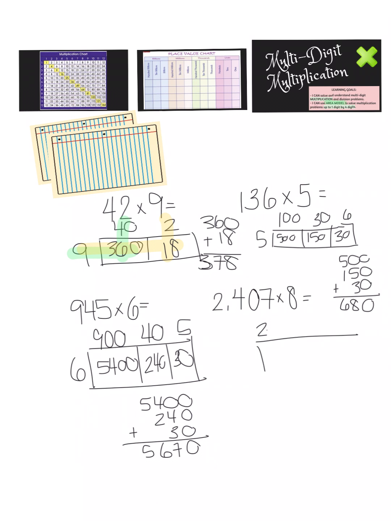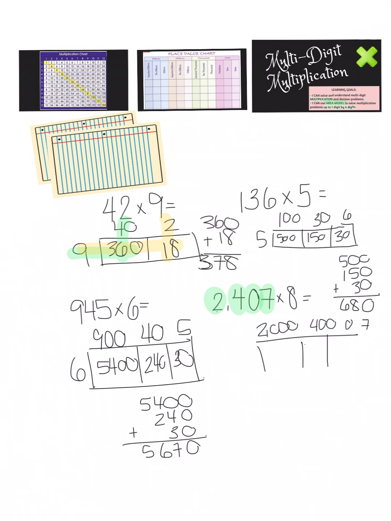For my final problem, I now have 4 digits, but my process is exactly the same. Break it down into numbers I can more easily, effectively, and efficiently solve. Students might get tripped up when they see a 0, but remember, I'm just finding the value of each digit. This 2 is really worth 2,000, while the 4 is really worth 400. The 0 then, if I have no tens, is worth 0. And the 7, since there are 7 ones, is worth 7.